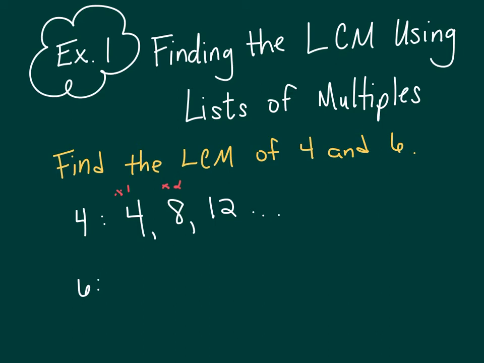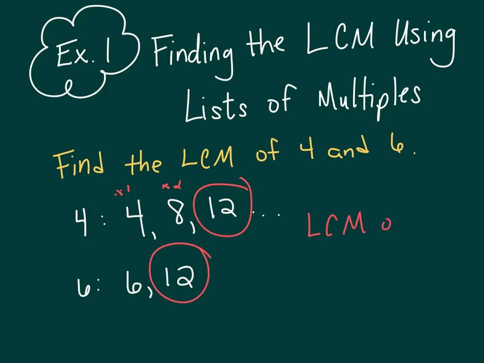So if I start down here, 6 would go into 6 once, it would go into 12 twice, and I already found something that they have in common. And since I'm looking for the smallest, or the first number that they have in common, I don't have to list anymore. So the LCM, or least common multiple, of 4 and 6 is 12. That means that's the smallest number that they would both go into evenly.